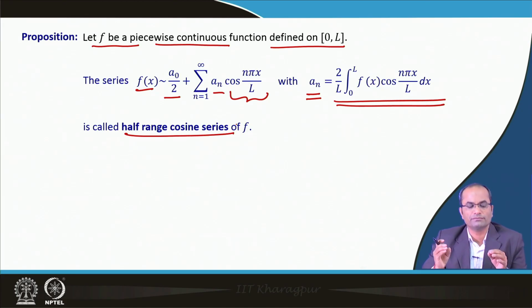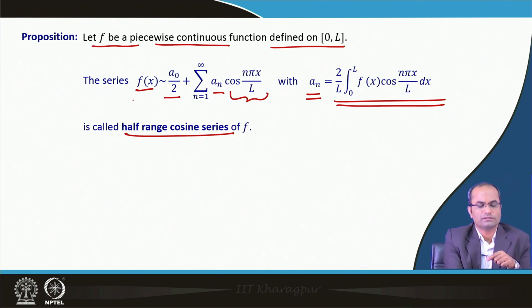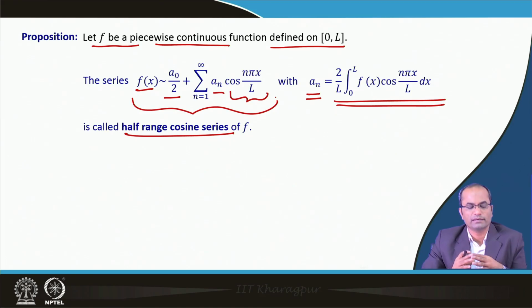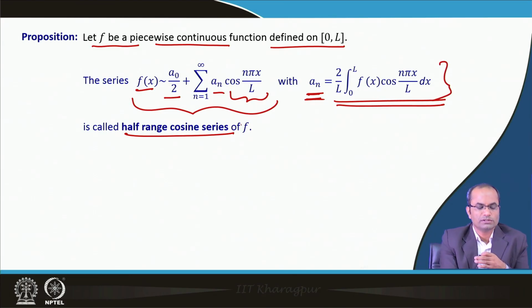We have extended the function f in the range minus L to L, minus L to 0, so that the whole function becomes an even function, and then we can write its Fourier series, which will be automatically a cosine series given here, whose a n's we can compute with this formula, and b n's naturally will be 0. So, this is called half range cosine series.